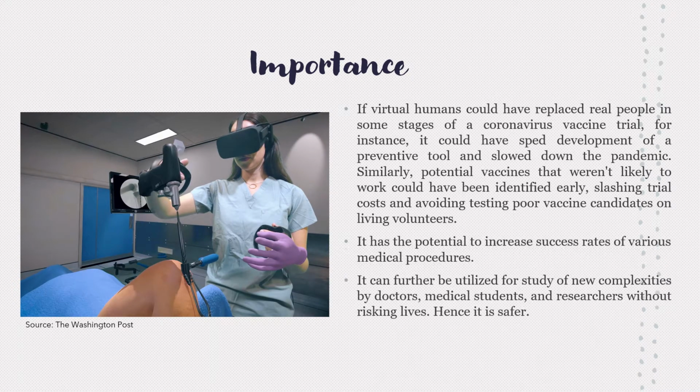Now, what is the importance of these technologies? First of all, think that if virtual humans could have replaced real people in some stages of a coronavirus vaccine trial, for instance, it could have sped up development of a preventive tool and slowed down the pandemic, which could have saved many lives. Similarly, potential vaccines that weren't likely to work could have been identified early, slashing trial costs and avoiding testing poor vaccine candidates on living volunteers.